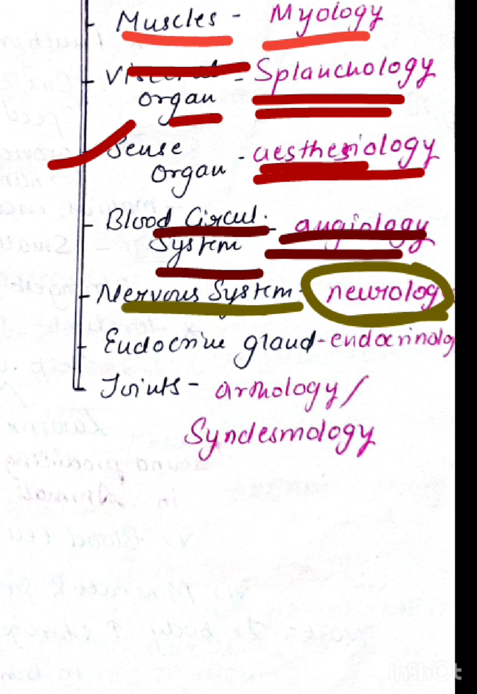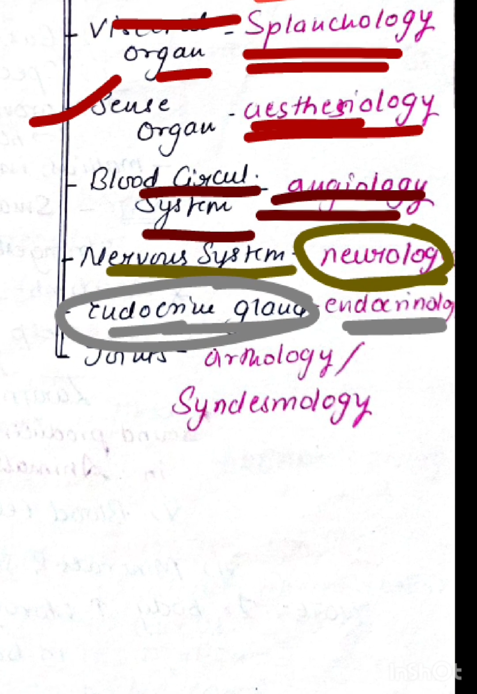The endocrine gland study is known as endocrinology. Endocrine glands are glands which are ductless. They secrete their products, like hormones, directly into the blood. For example, in human beings and in animals also, there are seven endocrine glands: pineal, pituitary, thyroid, hypothalamus, parathyroid, pancreas, and the reproductive glands, ovary and testes. So these seven are included in the endocrine glands, and the study of endocrine glands is known as endocrinology.